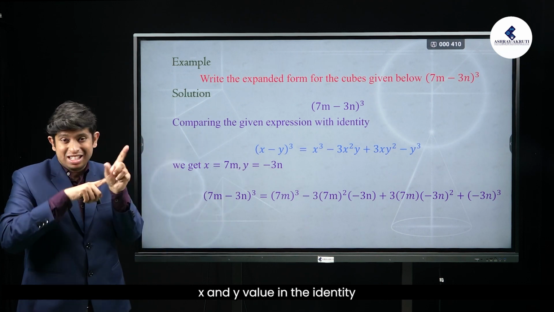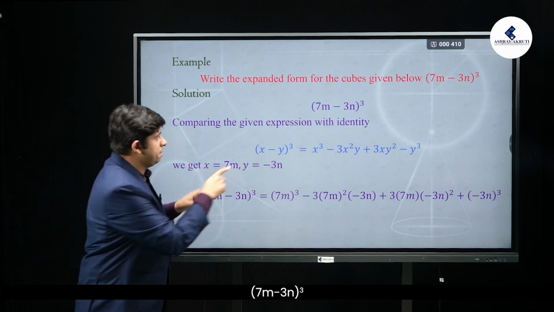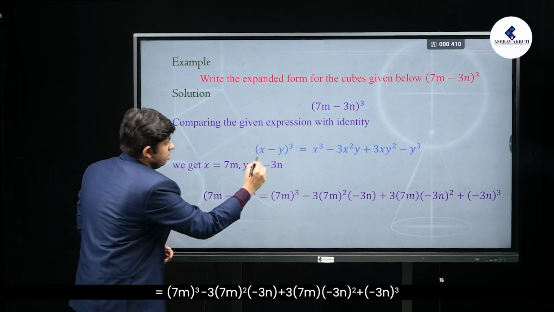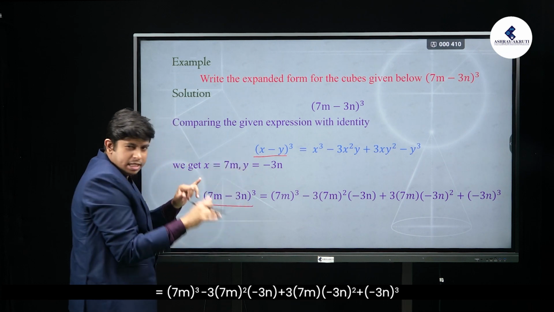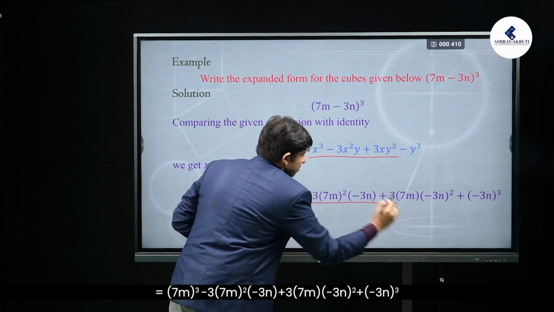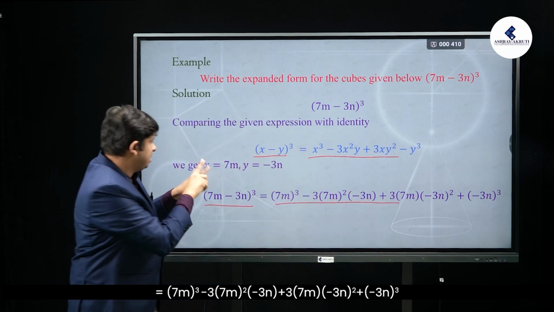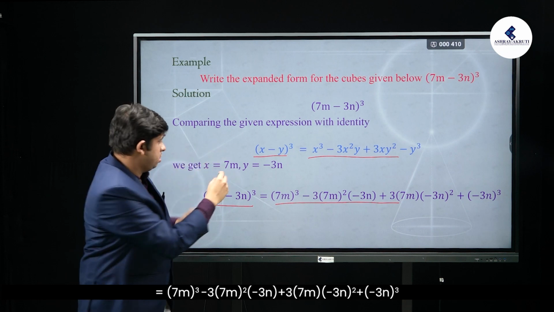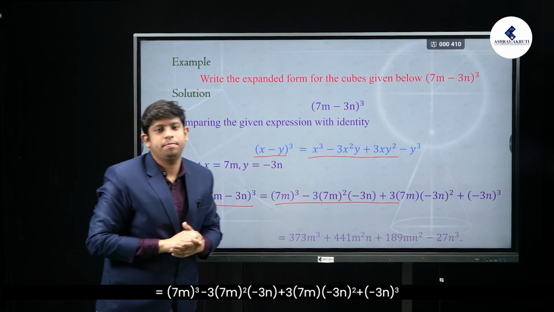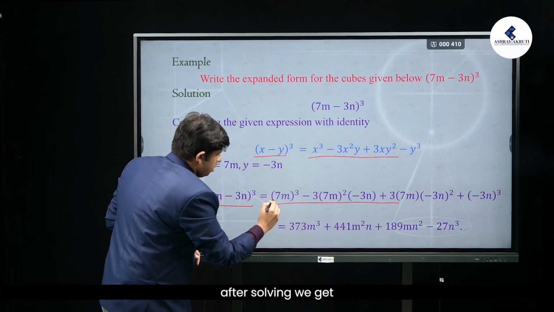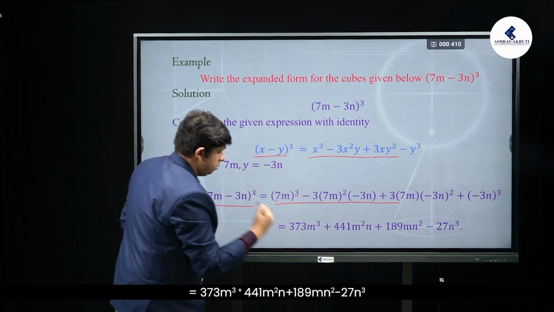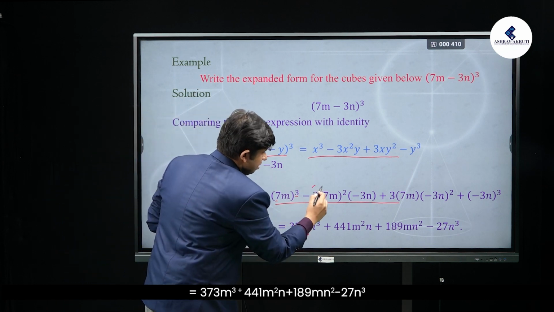Then substitute the x and y values in the identity: (7m − 3n)³ is equal to (7m)³ − 3 into (7m)² into 3n + 3 into 7m into (3n)² − (3n)³. After solving, we get 343m³ − 441m²n + 189mn² − 27n³.